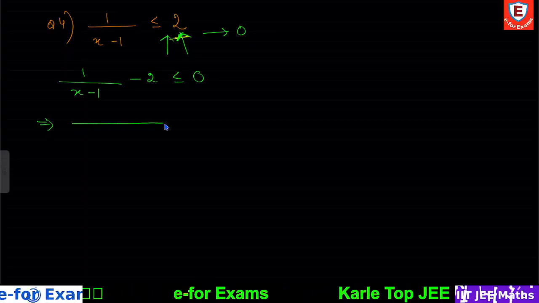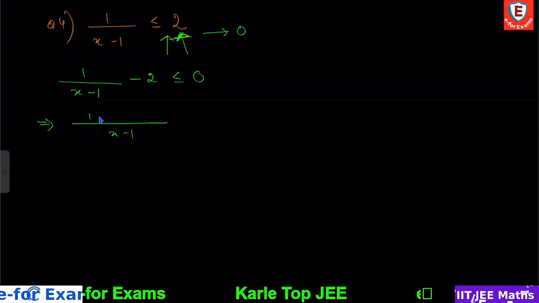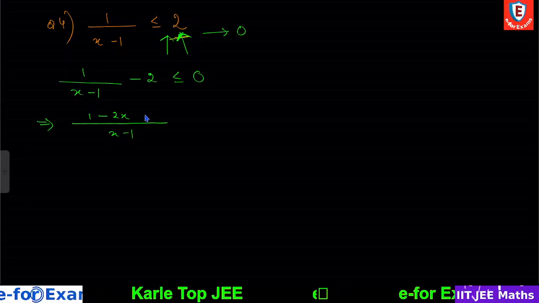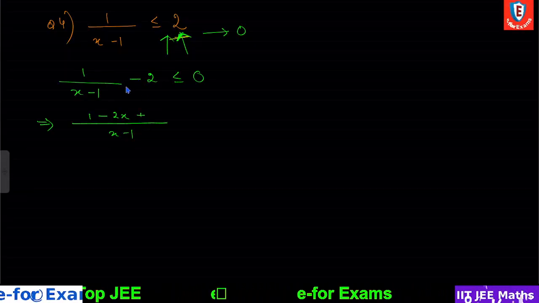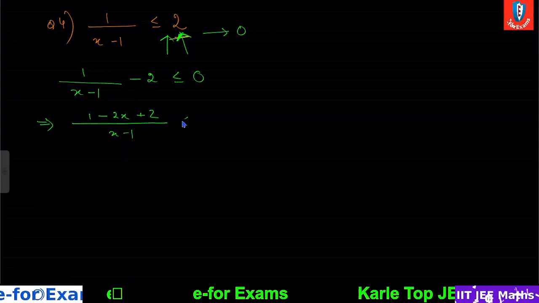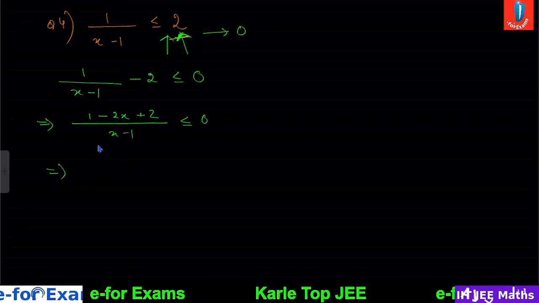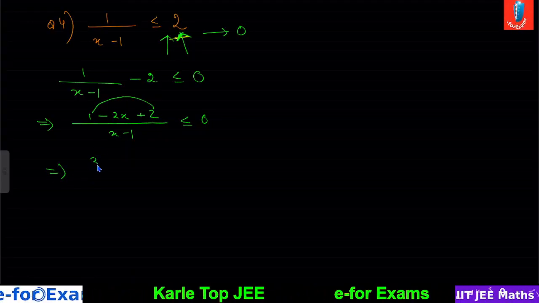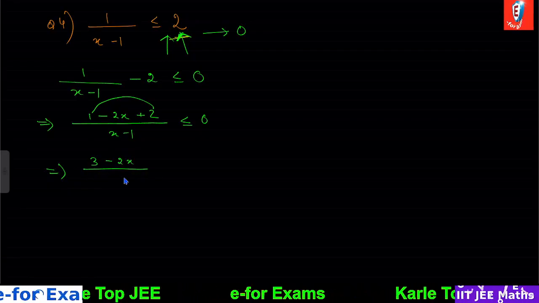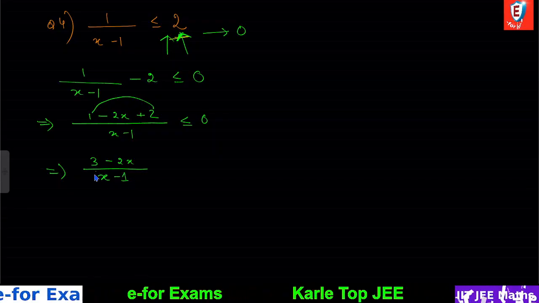When you take the LCM of x minus 1, we get 1 minus 2x plus 2, right? Here minus 2 is already there, and here minus 1, so plus 2, less than or equal to 0. Here this 1 plus 2 becomes 3: 3 minus 2x. In the denominator we have x minus 1.